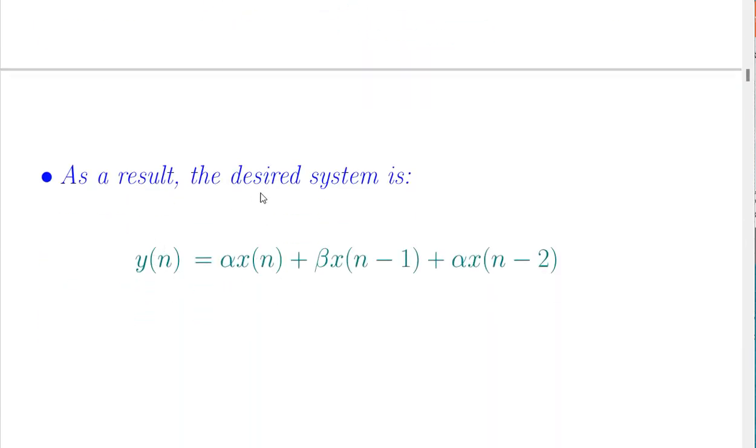As a result, the desired system is y of n equal to alpha times x of n plus beta times x of n minus 1 plus alpha times x of n minus 2, an FIR filter.